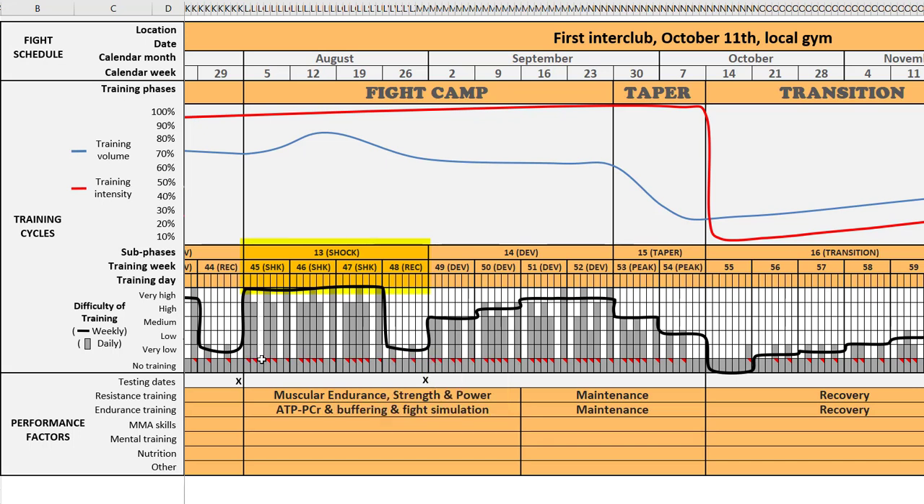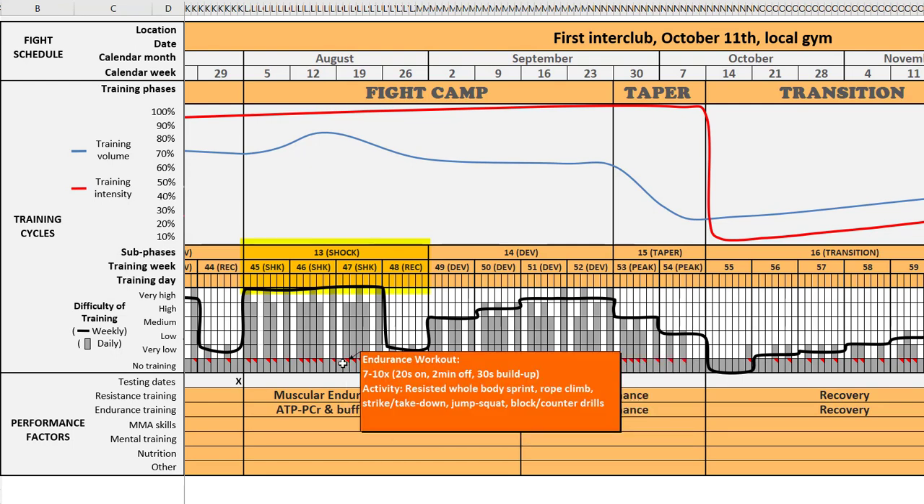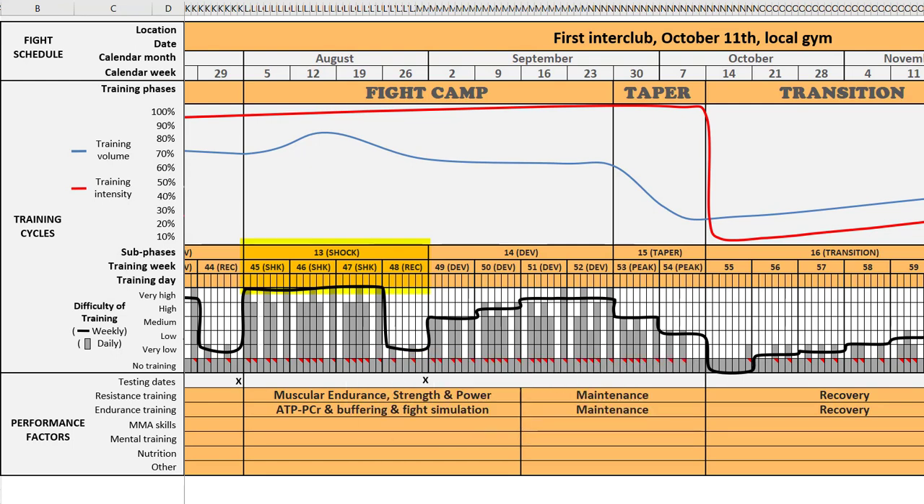So in the very first week of the fight camp for resistance training, it's muscle endurance at the beginning of the week, power at the end of the week. Now it's strength at the beginning of the week for week 46, followed by power. In this way, we're starting to incorporate all of the different performance factors from a muscular perspective as we start to prepare for that fight. Now, as we move into week 47 here, let's just bring this up.